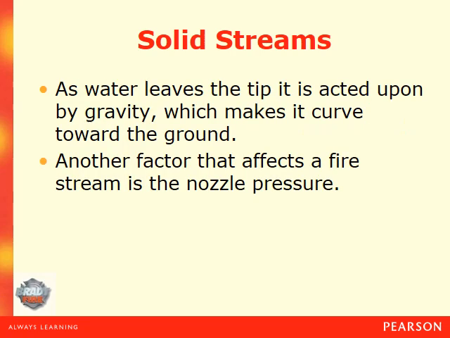As water leaves the tip, it is acted upon by gravity, which makes it curve toward the ground. Another factor that affects the fire stream is the nozzle pressure. A good example of this would be your average water hose at your home. You turn the water hose on, and then the water comes cascading out. However, if you shrink the opening of the water hose with your thumb, you get a solid stream that goes much farther, and that is directly in proportion to the effect of the buildup in pressure in the hose.